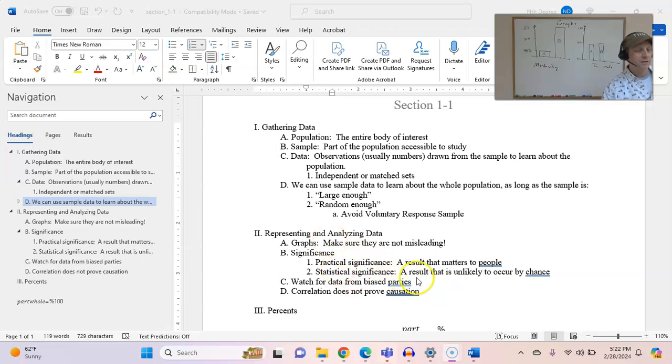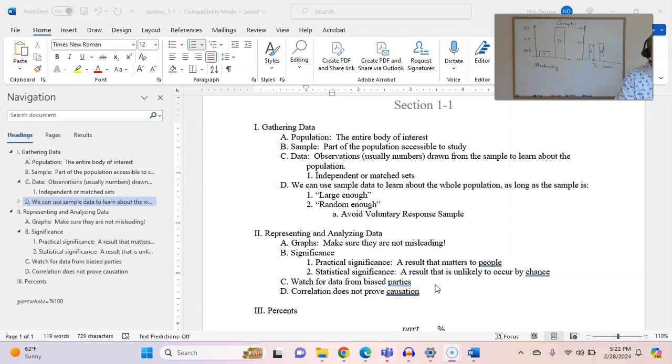When we analyze data, we must watch for data being presented to us by biased parties. Make sure that the information we're getting about cigarette safety is not coming from cigarette companies. Another issue brought up in this section is that correlation does not prove causation. You've probably heard that phrase before, but you may or may not know what it means.